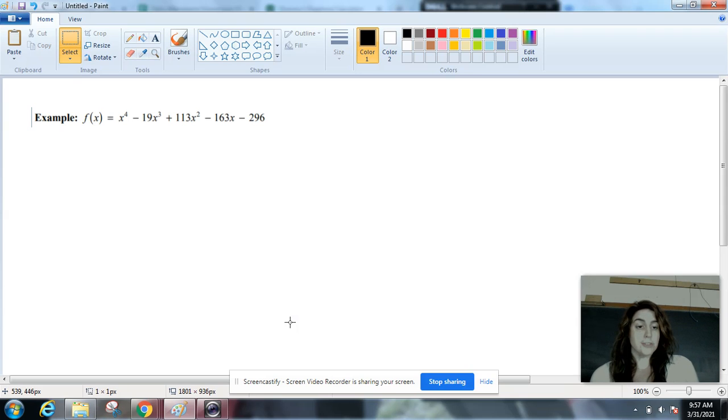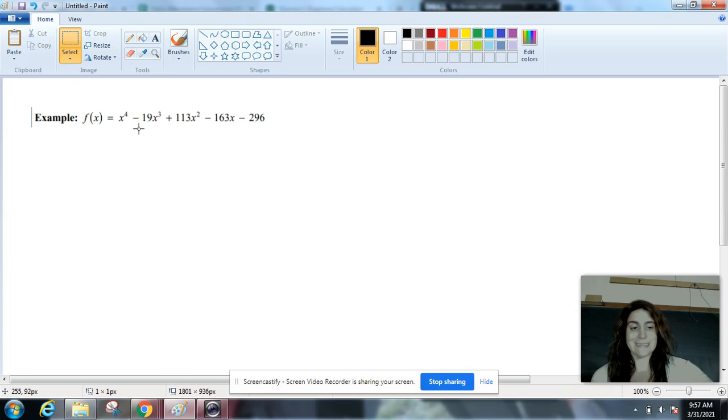Some functions are going to be all real numbers, or have all real numbers, I should say. So they'll be nice whole values to use. Others will be imaginary or radical. It just depends on the situation. Okay, so we have this first one.